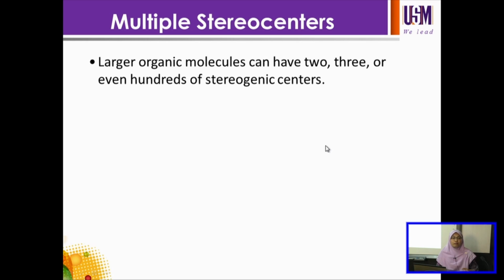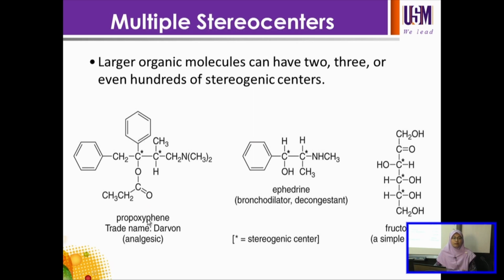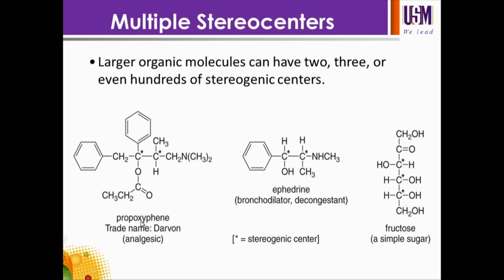What if we have multiple stereocenters? Larger organic molecules can have 2, 3 or even hundreds of stereogenic centers. For example, here we have propoxyphene, which has 2 stereogenic centers at these carbons. Then we have ephedrine, which also has 2 stereogenic centers. For fructose, a simple sugar, we have 3 stereocenters.